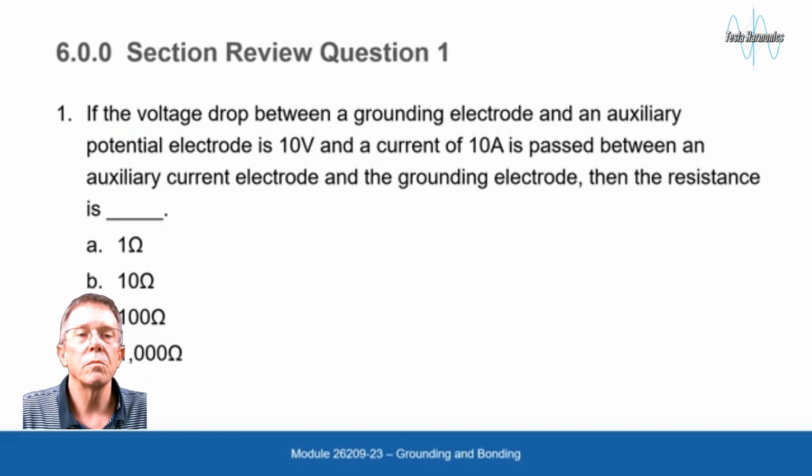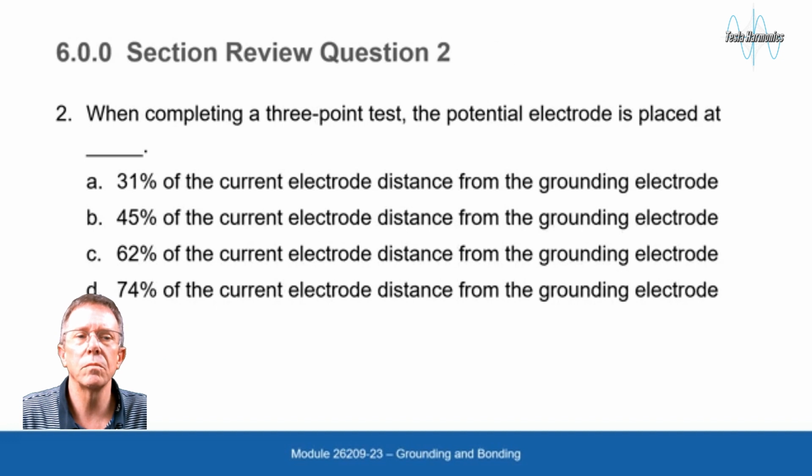If the voltage drop between a grounding electrode and an auxiliary potential electrode is 10 volts and a current of 10 amps is passed between an auxiliary current electrode and the grounding electrode, then the resistance is 1 ohm, 10 ohms, 100 ohms, or 1000 ohms. That would be 1 ohm.